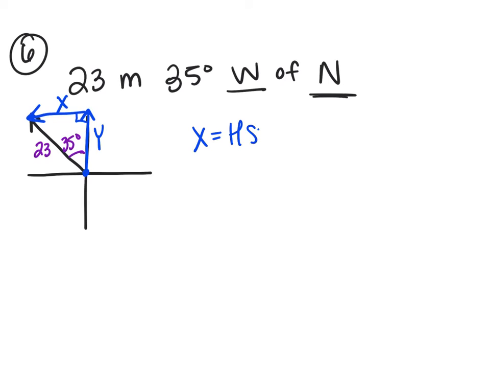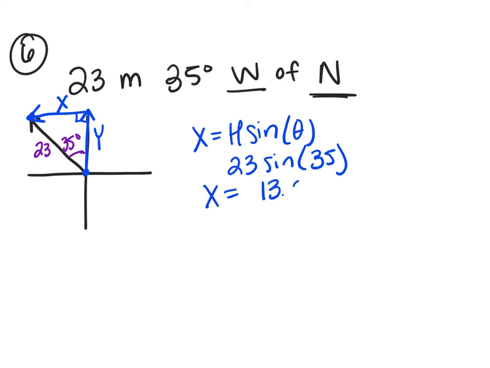It'll be hypotenuse times sine of your angle, so 23 sine 35. When you type that in the calculator, you're going to get an answer of 13.2 meters. This time, our vector is going west, as you can see here, we've drawn it west. As long as it's drawn correctly, you can easily see that. And when it's going west, we're going to make it negative. This will be important later in future problems that we do.